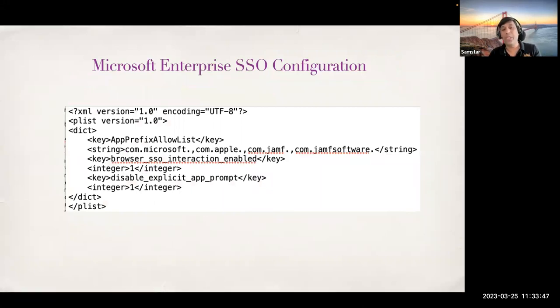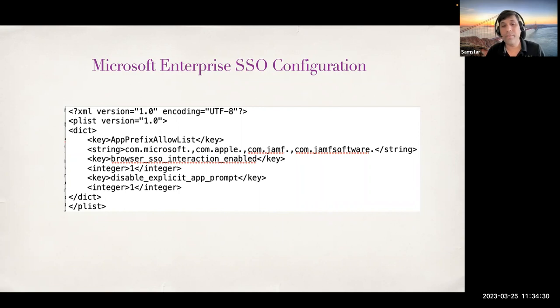So on this page, I am showing you the custom configuration. If you see this configuration, the first key says app prefix allow list. These are the preference domains where SSO will work seamlessly irrespective of whether they support MSAL or not. If you see com.microsoft., that means any application which has a preference domain of com.microsoft. will work. That means the entire Microsoft application suite. Com.apple is basically all Apple applications. Com.jamf is basically Jamf, and com.jamfsoftware. is Self Service.